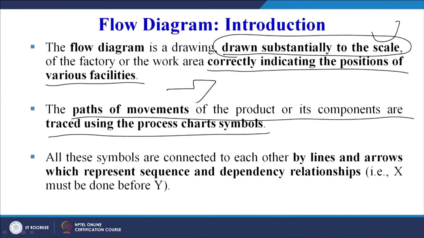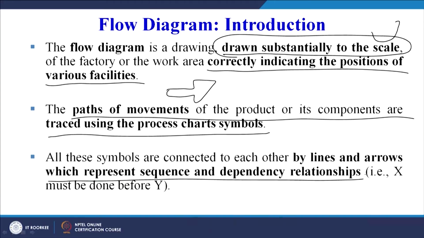For example, the paths of movement can be depicted by the arrow as we use in case of our process chart or flow process chart. The paths of movement of the product or its components are traced using the process chart symbols. All these symbols are connected to each other by lines and arrows which represent sequence and dependency relationship. So that can be very easily done.